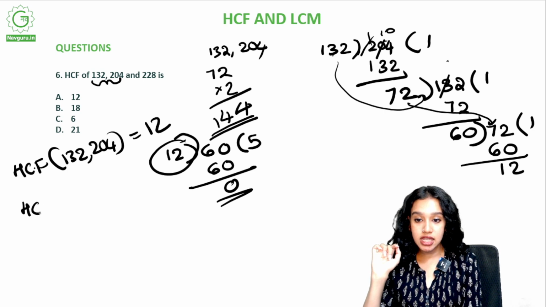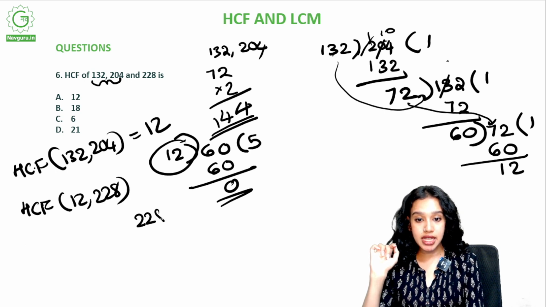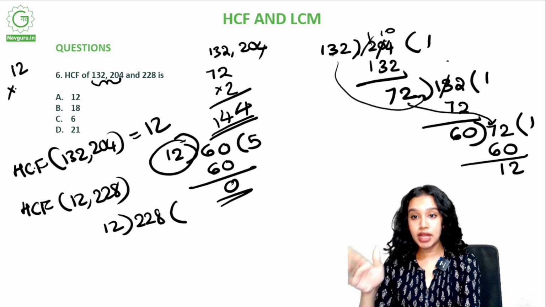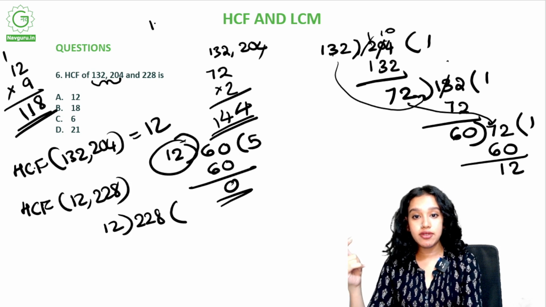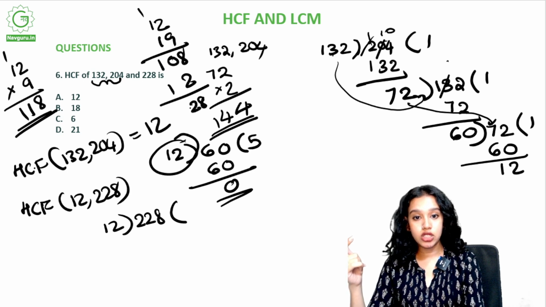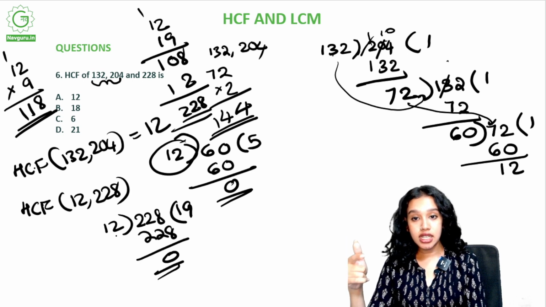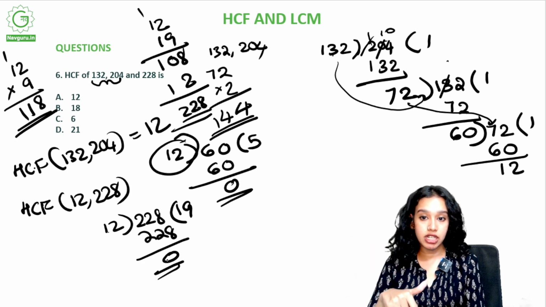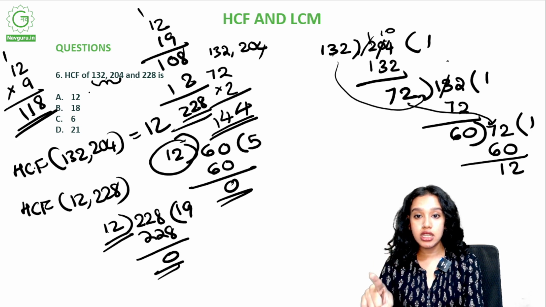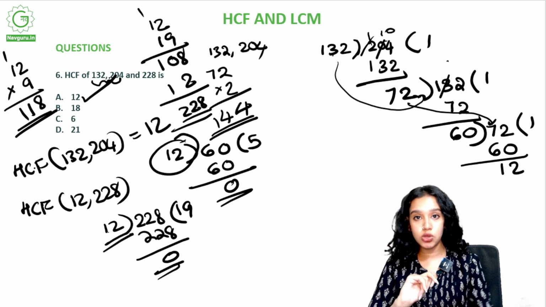Now we have to find the HCF of 12 and 228. So we have 228 to be the dividend and 12 to be the divisor. So we have 12 into 12 is 144, right? Now what is 12 into 9? 9 twos are 18, 9 ones are 9 and 1. Now 12 into 19 becomes, this is 10 and 2 and 1, we get 228. So 19 times 12 is 228. So the HCF here is the divisor which gave us 0 as the remainder, which is actually 12. So the HCF of 132, 204 and 228 is 12.